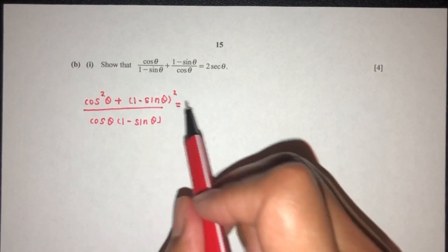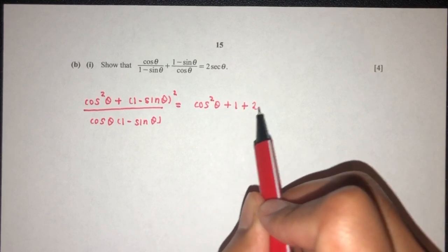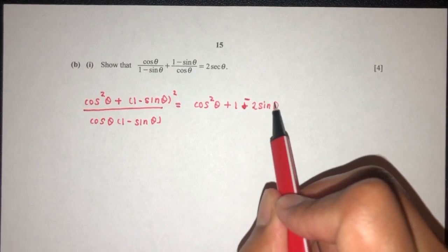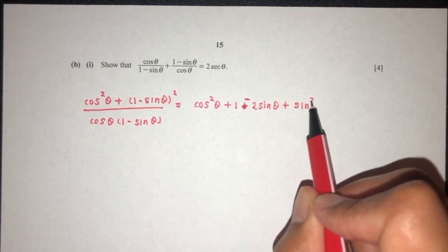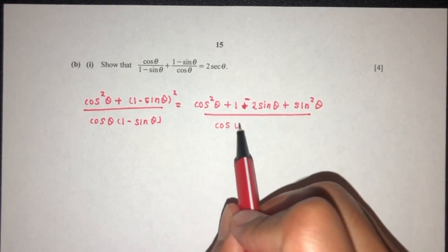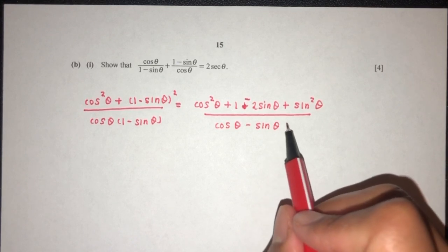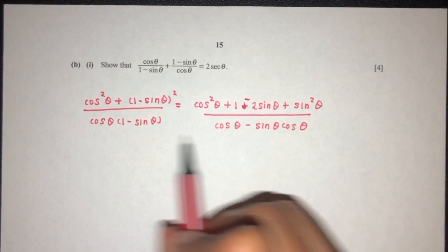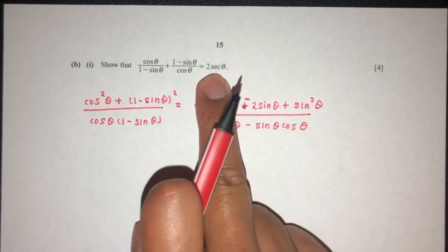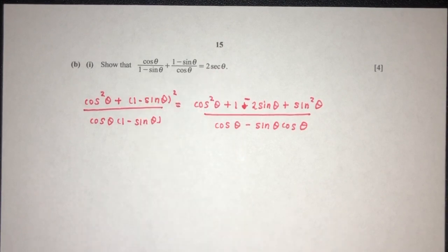Simplify. You will have cos square theta plus 1 plus, so here we have minus actually, that will be minus 2 sine theta plus sine square theta over the value of cos theta minus sine theta, and here we have cos theta. But I don't think I will need to expand this. I think I will need to use this one because as you can see, we don't really have a base here. Yeah, I think it will cancel out. But let me check what happens.